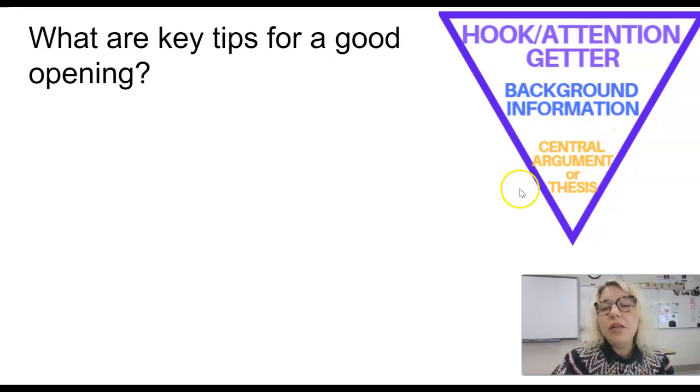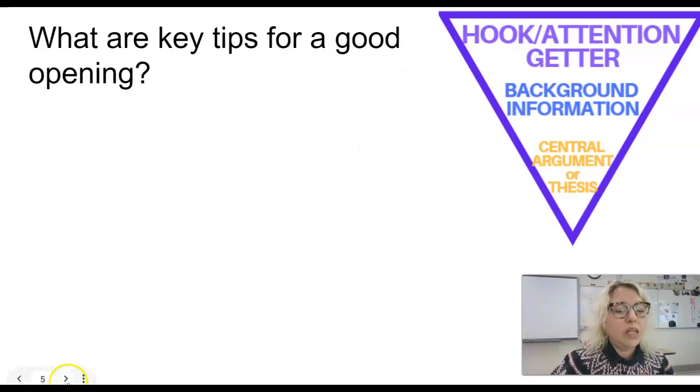And then we end the introduction with that central assertion or thesis. All right, that is the main point, and it's the most specific part of that paragraph. So you start with the stuff that anybody might find interesting, and then you kind of hone in and get more and more specific to your point.